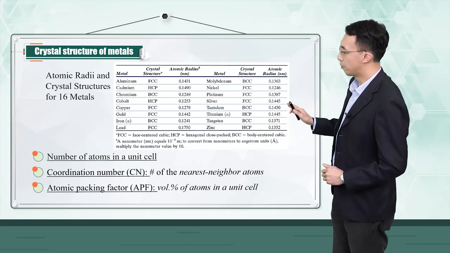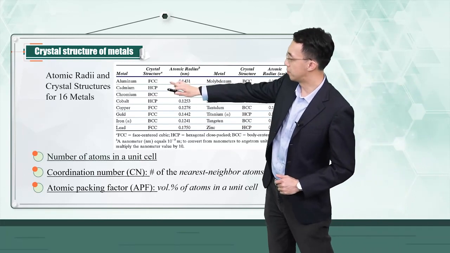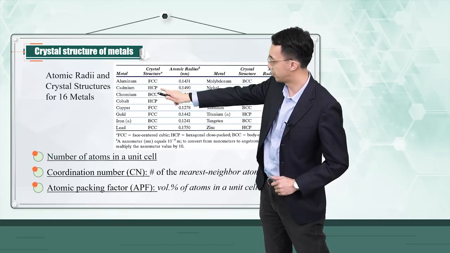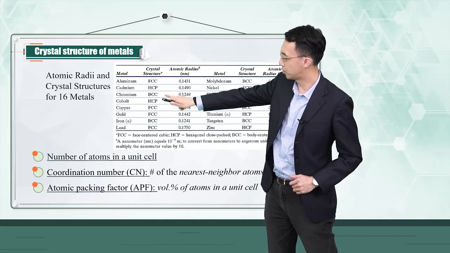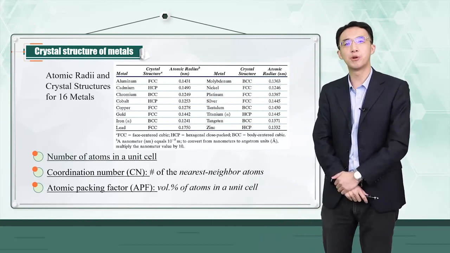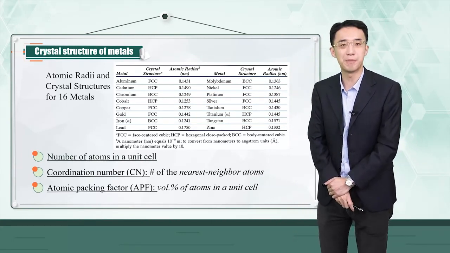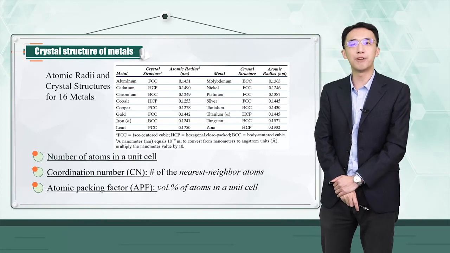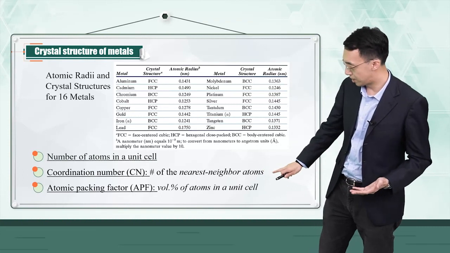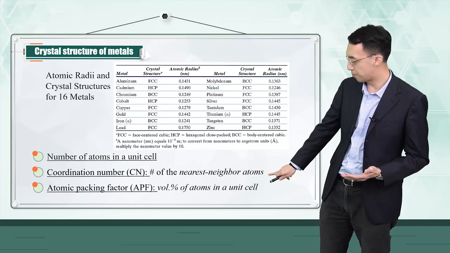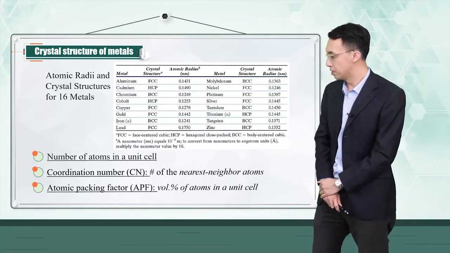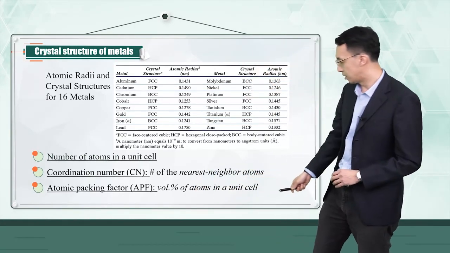And for most metals, the crystal structure is mostly face-centered cubic structure, or FCC, hexagonal close-packed structure, or HCP structure, or body-centered cubic structure, or BCC structure. And we are first going to talk about three important concepts of crystal structures in metals. The first one is the number of atoms in the unit cell. The second one is the coordination number, which essentially is the number of the nearest neighbor atoms. And the third one is the atomic packing factor, which means the volume percentage of the atoms in the unit cell.